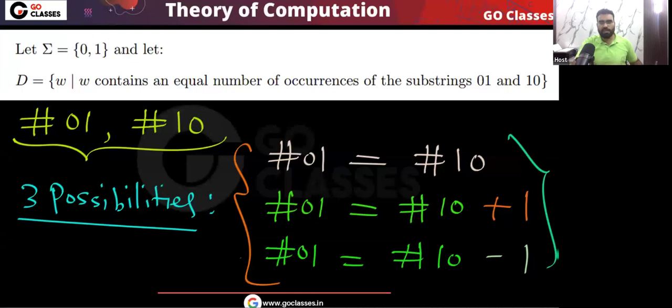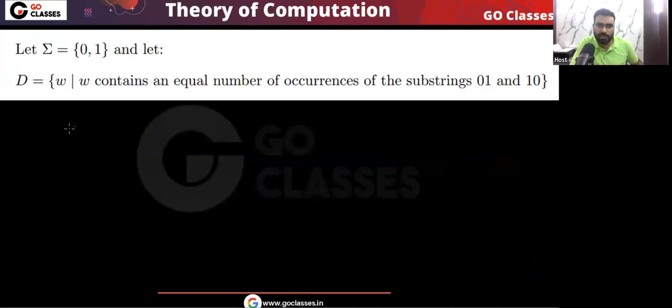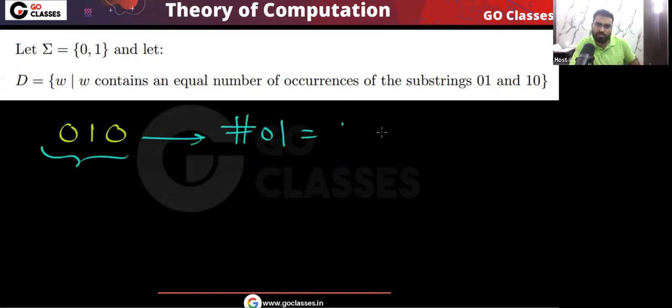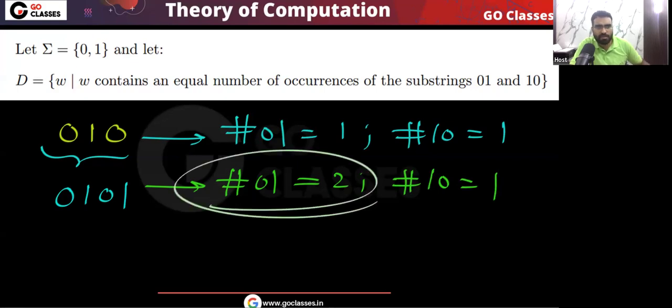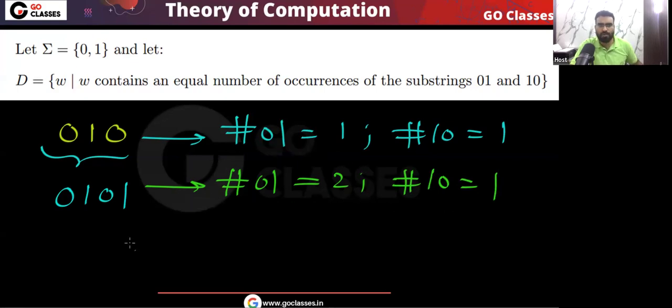Did you understand this? Please tell me. Whatever string you create, you can check it. For example, if I create the string 0 1 0, how many 1 0 and how many 0 1 did I get? The number of 0 1 is 1 and the number of 1 0 is also 1. Yes or no? Both are 1. And if I create the string 0 1 0 1, the number of 0 1 is 2 and the number of 1 0 is 1. So there is a difference of 1. Yes or no? Is this clear?